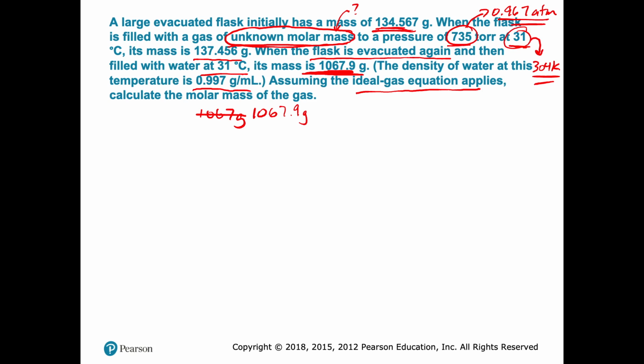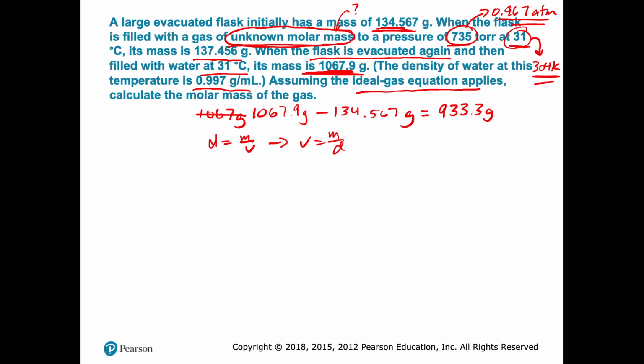That is subtracted by the mass of the empty flask, 134.567 grams. Do it in your calculator real quick, and it is 933.3 grams. You remember from the very first lecture, density equals mass divided by volume. So you move things around so that volume equals mass divided by density.